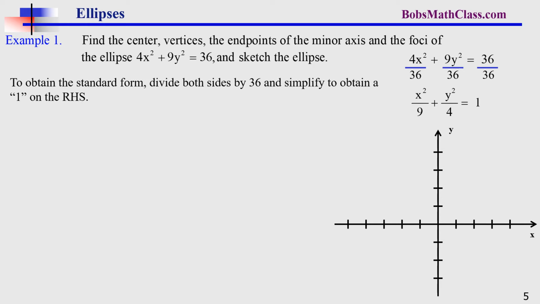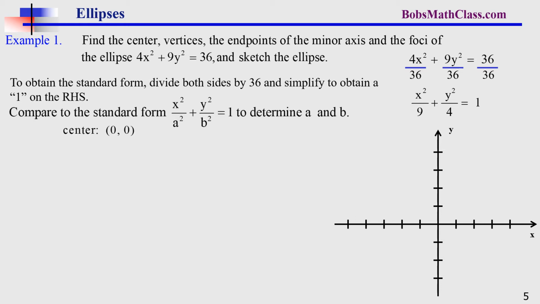Our center is 0, 0. To find our a squared, it's underneath the x squared, and b squared is underneath the y squared. So our a squared is 9, and our b squared is 4. Okay. Then to find out our a and b, we take the square root of that number, and that'll give you your a and b. So a is 3, and b is 2.